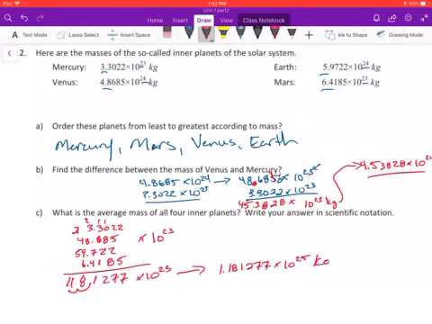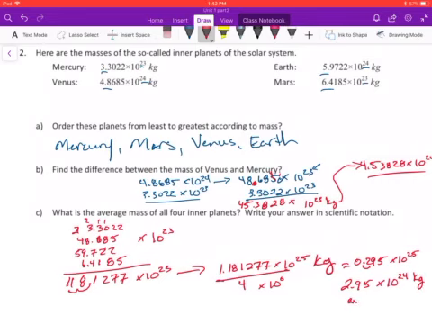power kilograms. But we want the average, so I'm going to divide it by 4 times 10 to the 0. And let's see what I get. I'm going to use a calculator for this one. 1.181277 divided by 4. And I get about 0.295 times 10 to the 25th. I change it to scientific notation. I get 2.95 times 10 to the 24th kilograms is the average.